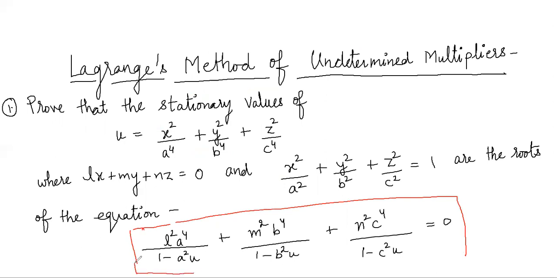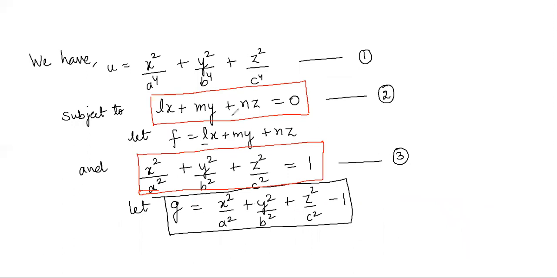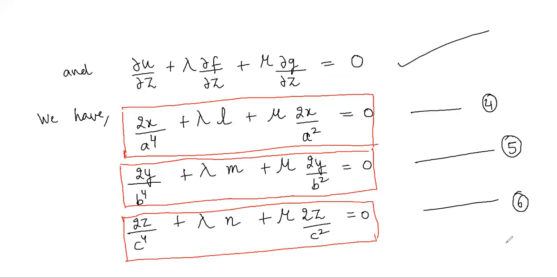And if you will see, this equation involves u. The roots of this equation will be giving the stationary values of the function u. So with the help of equation 2, equation 3, which are the given constraints, and these equations 4, 5, and 6, we will be trying to derive the result. We will be trying to prove the result.